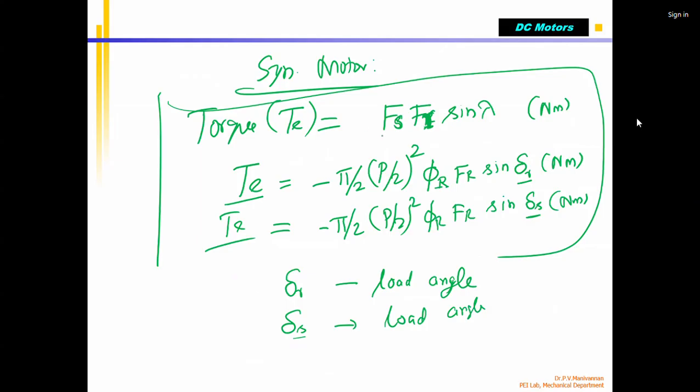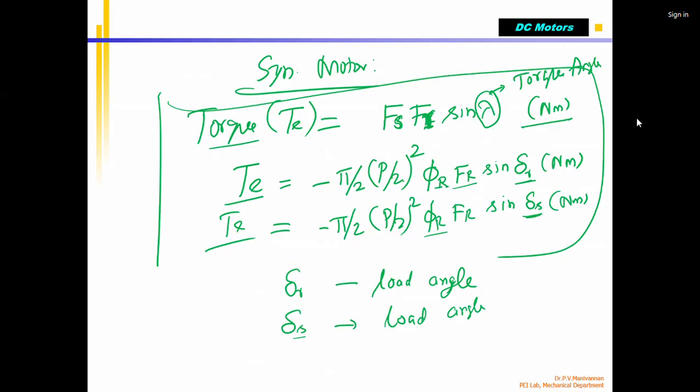Otherwise, we can use Fs, Fr, that is the rotor angle multiplied by sine alpha. This is called the load angle. Sorry, torque angle. Lambda is called the torque angle. Note down, this is what they use. If you are given the torque angle value, Fs and Fr, you can compute the torque of the synchronous motor using this formula. Instead of that, if you are given delta R or delta S, correct, and Fr is there, phi R is there, P is the number of poles, pi is a constant, then you can compute using this formula.